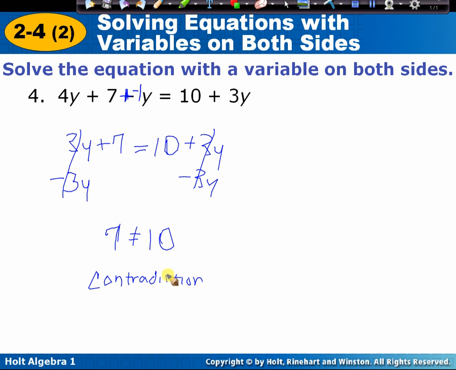So your answer is to write the word contradiction, no solution. Again, contradiction, no solution. That is your answer. Because there is no solution, I cannot check this problem.